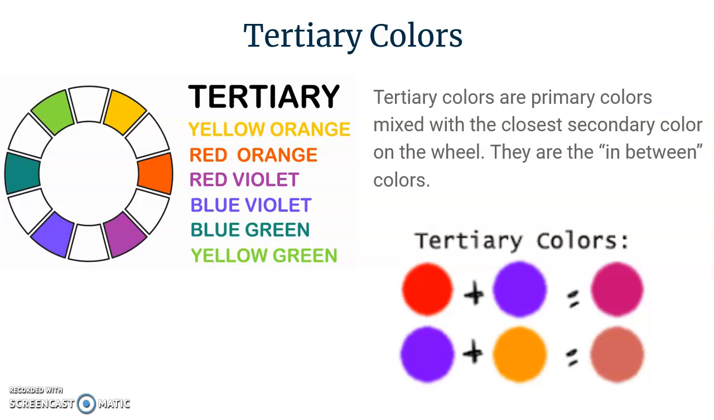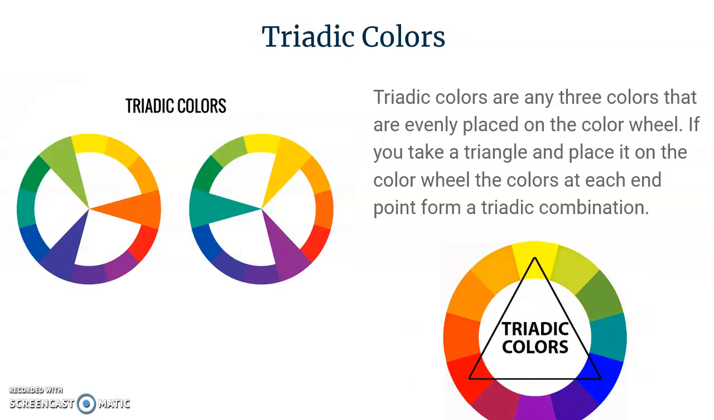Next we have tertiary colors. Tertiary colors are primary colors mixed with the closest secondary color on the wheel. They are the in-between colors. So yellow-orange, red-orange, red-violet, blue-violet, blue-green, yellow-green, and then many more.